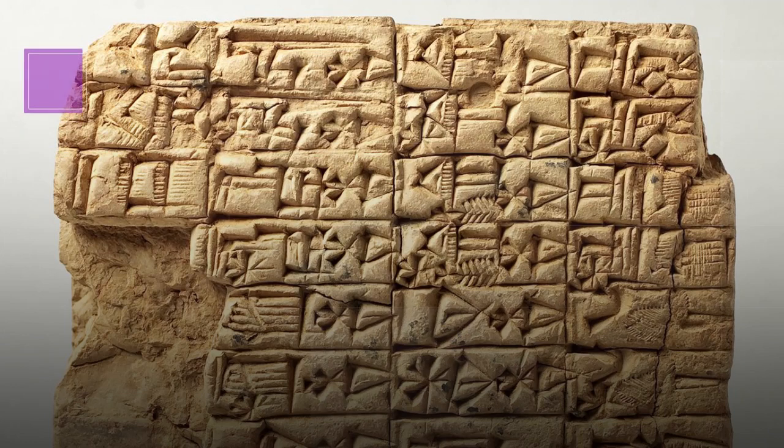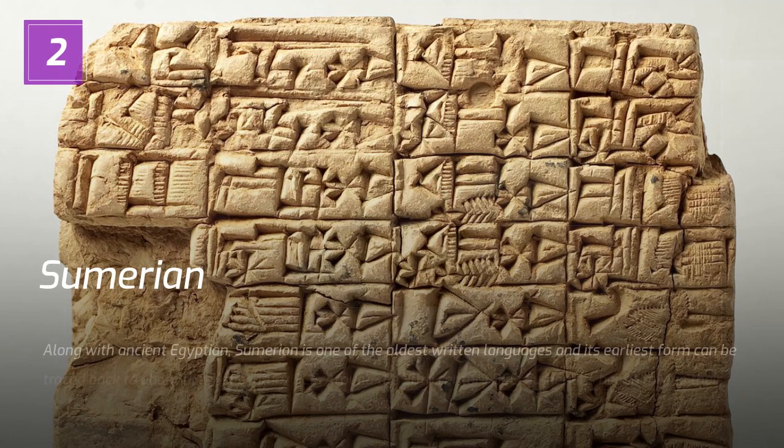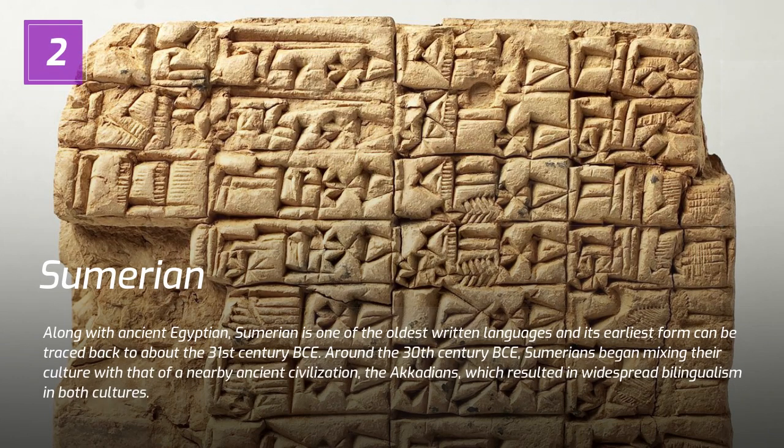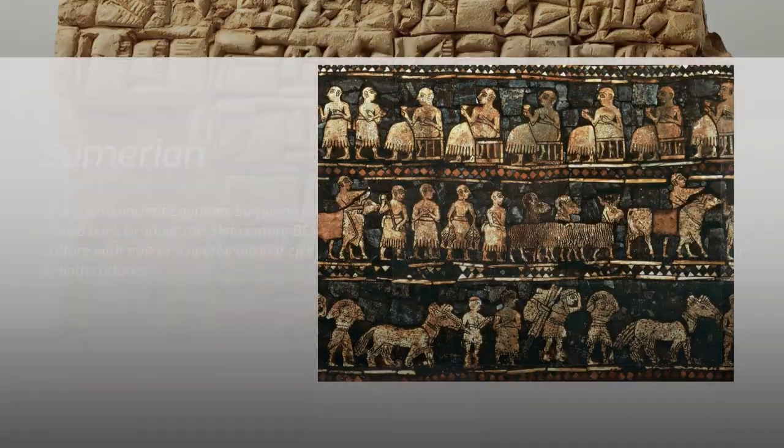Number 2. Sumerian. Along with ancient Egyptian, Sumerian is one of the oldest written languages, and its earliest form can be traced back to about the 31st century BCE. Around the 30th century BCE, Sumerians began mixing their culture with that of a nearby ancient civilization, the Akkadians, which resulted in widespread bilingualism in both cultures.